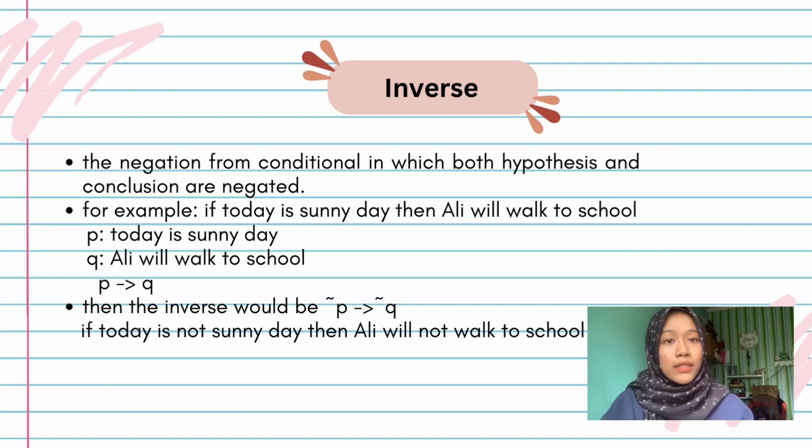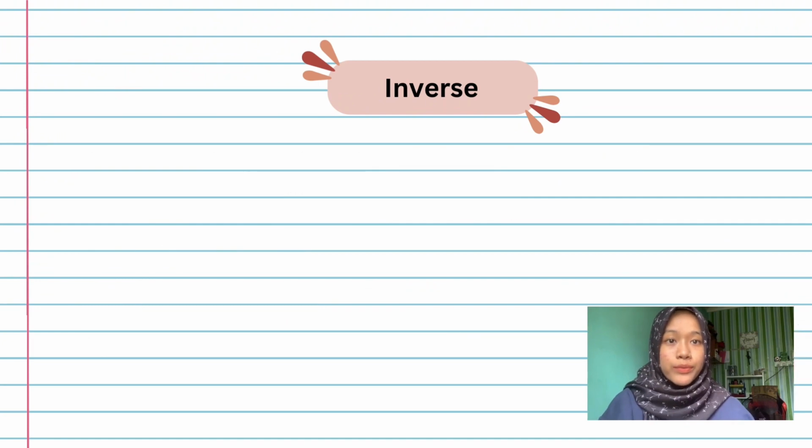Inverse. The inverse is the negation of the conditional, in which both the hypothesis and conclusion are negated. For example, if today is a sunny day, then Ali will walk to school. So P is today is a sunny day and Q is Ali will walk to school. So P implies Q. Then the inverse would be not P implies not Q. If today is not a sunny day, then Ali will not walk to school.